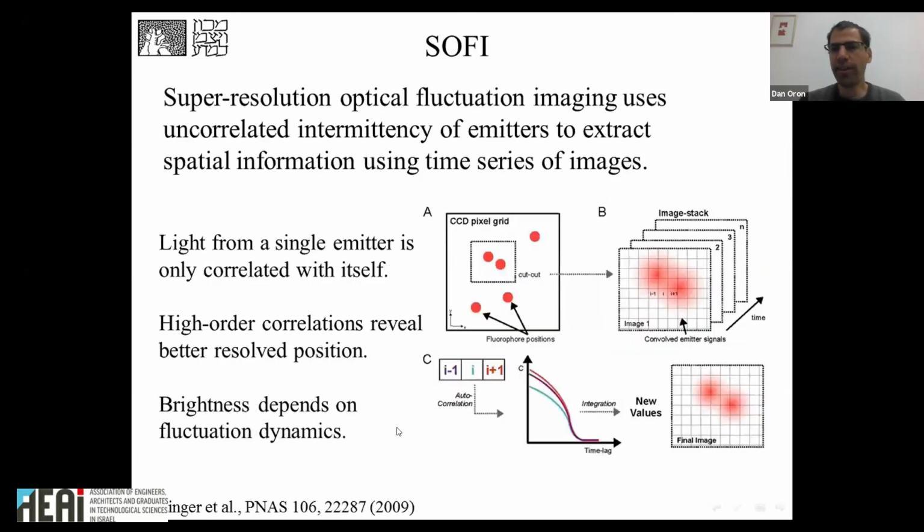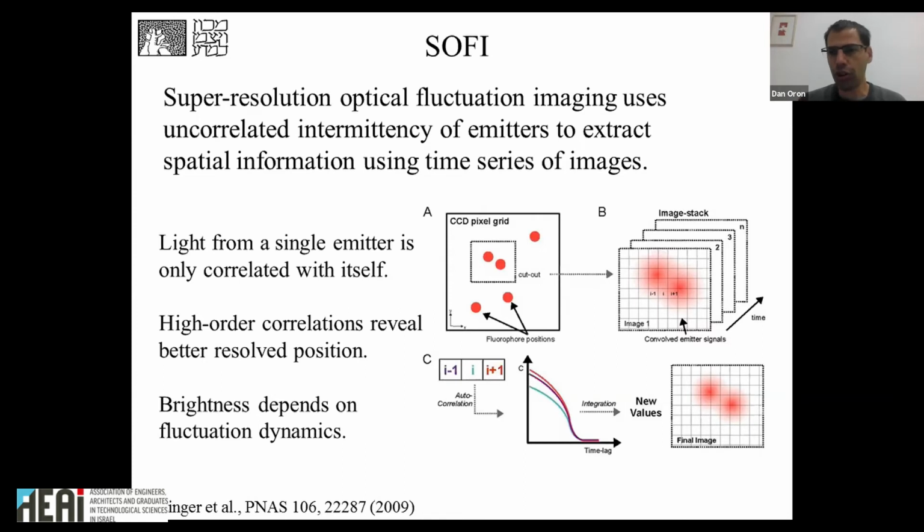And now I'll show a third method because it's related. It's not that commonly used, but it's related to what I'm going to show you later. It's called stochastic superresolution optical fluctuation imaging. Basically, it's the same idea as STORM.